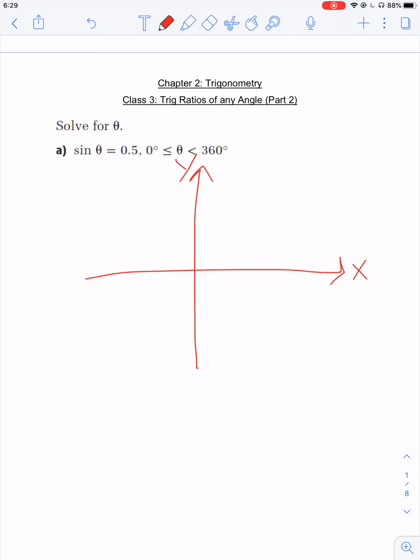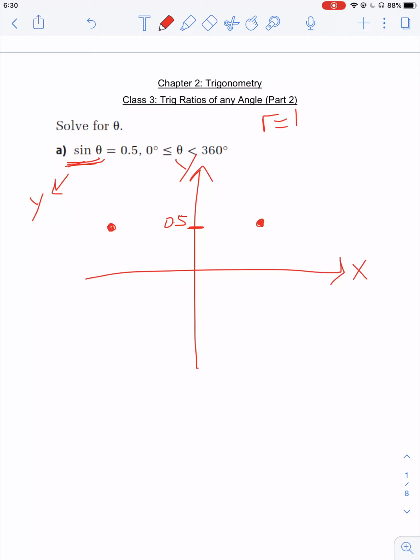So remember, the trick over here is I'm going to ask you to consider sine as your y coordinate. Sine is your y coordinate if you choose your radius to equal 1. So that's what we're going to do. Now, this is telling me that my y coordinate is 0.5. This is giving me a point. So my point could either be on the right side or it could be on the left side, because both of them have the same y value of 0.5.